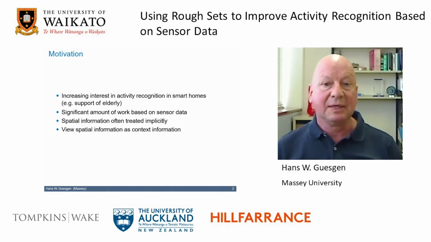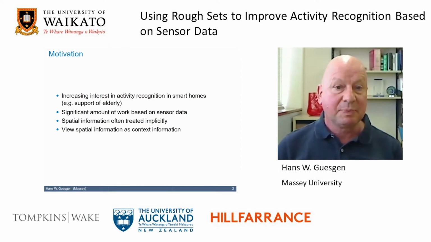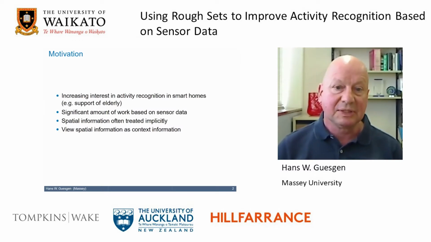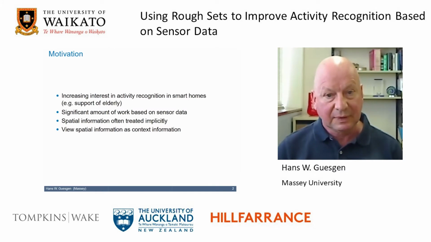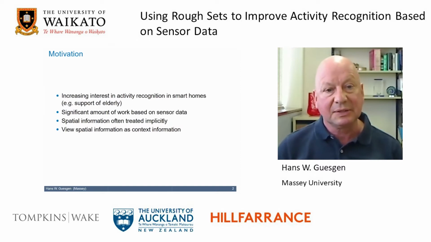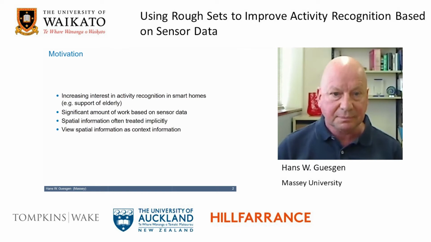Smart homes have been a hot topic for quite a while, and especially activity recognition in smart homes. There has been a significant amount of work, and much of it is based on sensor data. When using sensor data, spatial information is often treated implicitly. What we want to do in this presentation is view spatial information as context information. That means we want to use spatial information to boost the activity recognition process.